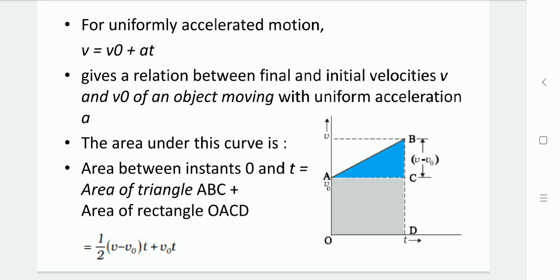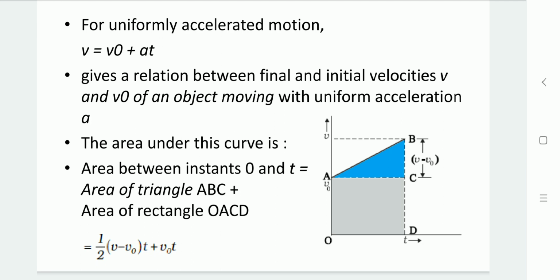Now, by plotting that equation in the graph, we can define the graphical representation by a triangular and a rectangular shape. Now let us derive the area under this curve to get the displacement. While we discuss the area under this curve, we can divide the area into two parts: one triangle ABC and another shape, a rectangle OACD.